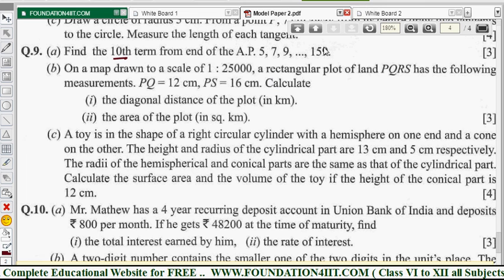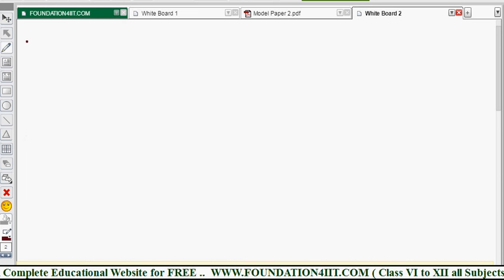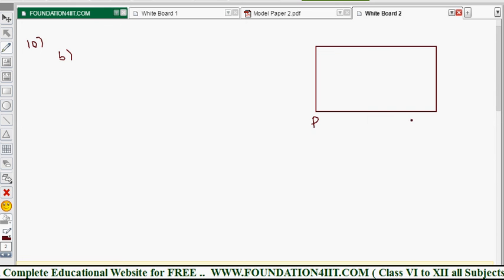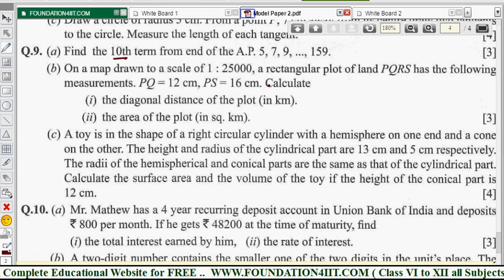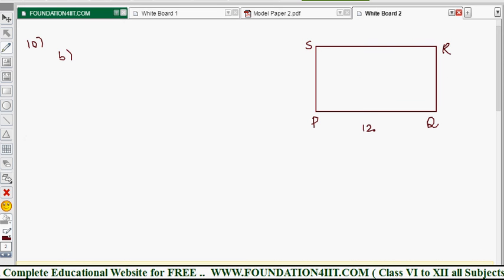So by using this scale, let us take the rectangle, length into breadth, and diagonal. It's PQRS, and PQ is 12 centimeters, and P to S is 16 centimeters. So PQ is 12 centimeters and P to S is 16 centimeters.